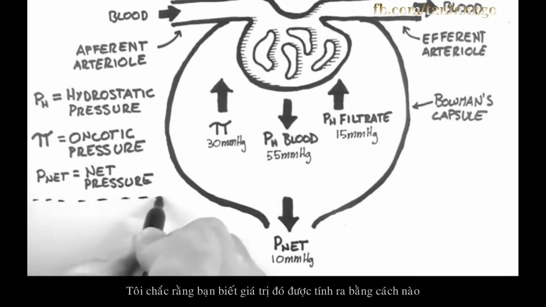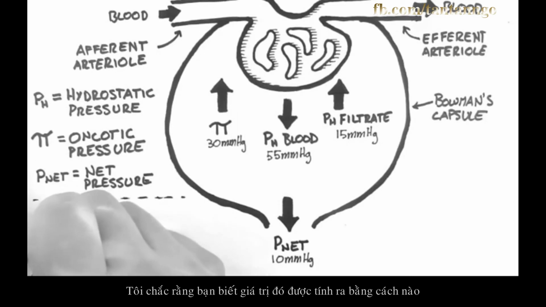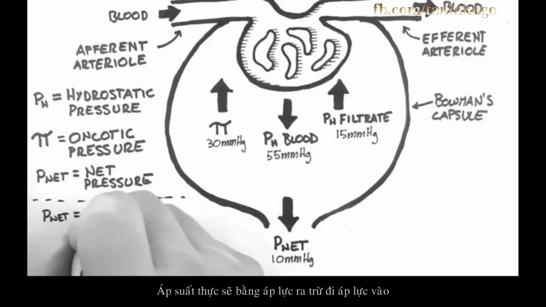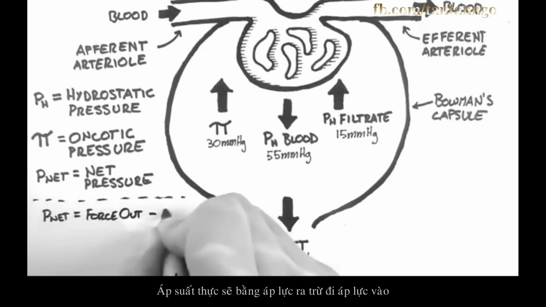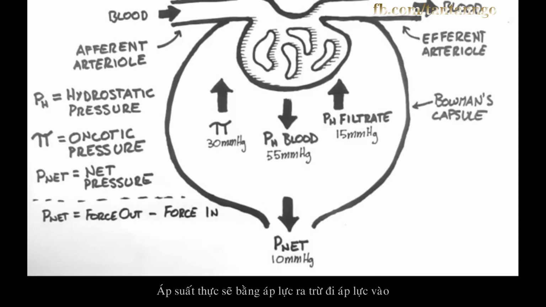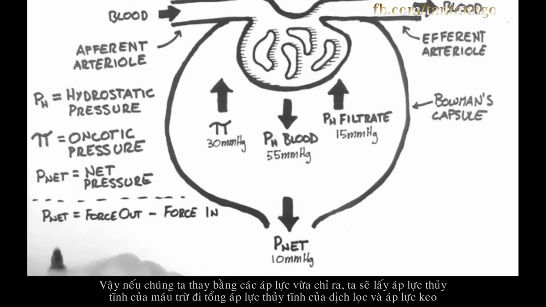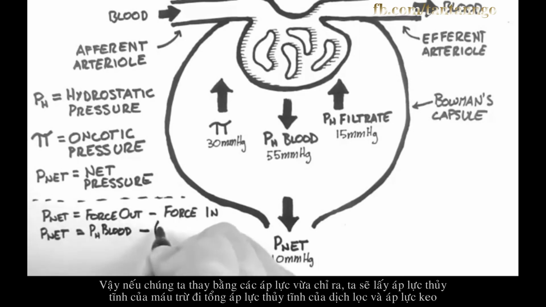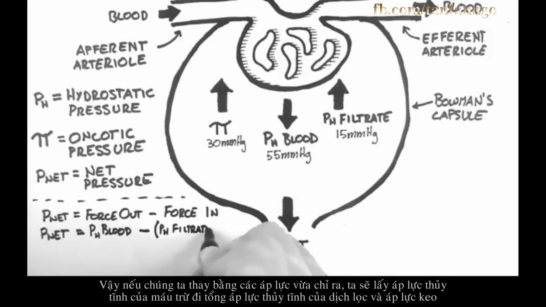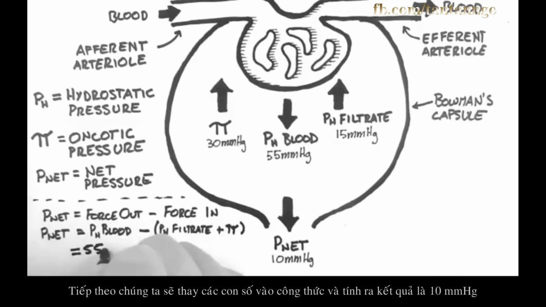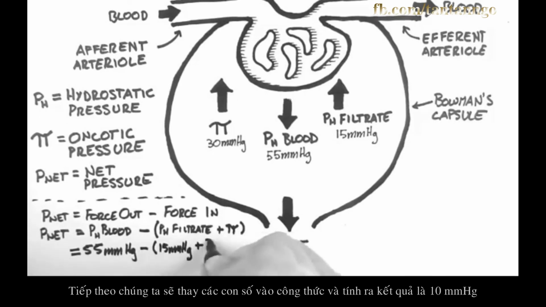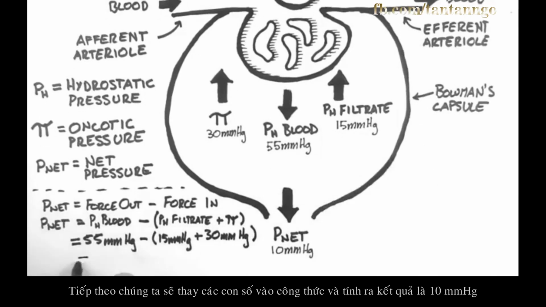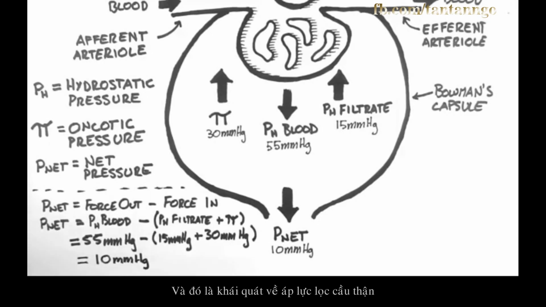Now I'll show you how that net pressure is calculated from those other pressures. The net pressure is the force out minus the force back into the capillaries. So if we substitute in our pressures, this gives us the hydrostatic pressure of blood minus the sum of the hydrostatic pressure of filtrate and the oncotic pressure, and then substituting our actual values into the equation and solving gives us 10 millimeters of mercury. And that's an overview of the forces of filtration.